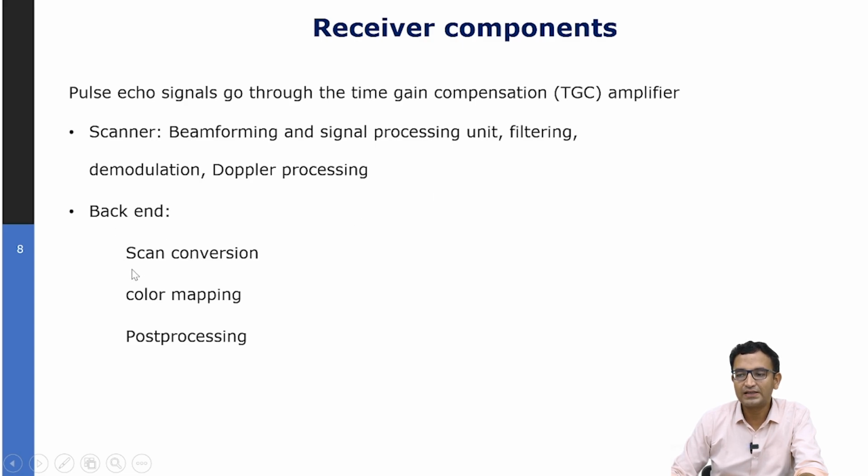Then the back end of the scanner contains units for scan conversion of the data. For example, you may need a conversion from polar to Cartesian coordinates. Then there is color mapping, which assigns the color map and the dynamic range of the image. And of course, there might be post-processing based on signal processing approaches to improve the sharpness or the quality of the image. All these are contained in the back end of the ultrasound system.